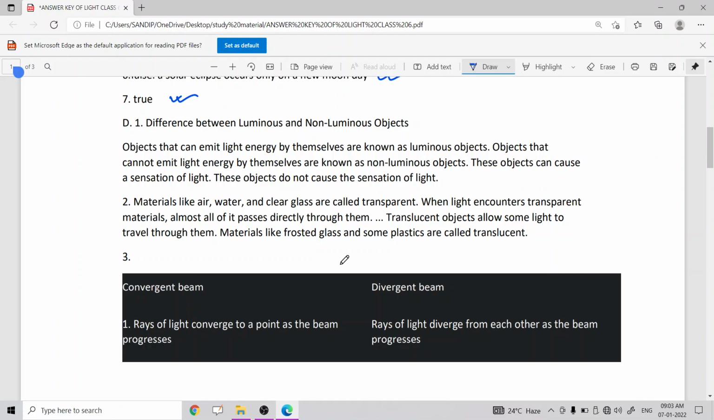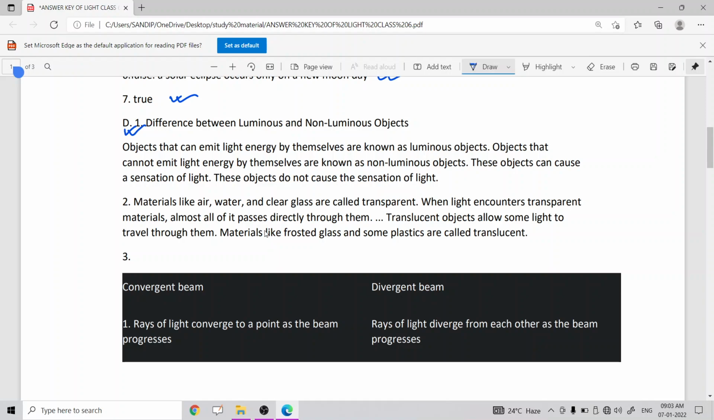Now we move to our next part, that is question D. Differentiate between the following. So the first question is simply luminous and non-luminous object. Here you have to write down the definition of luminous and non-luminous object. It was already discussed in your previous classes.